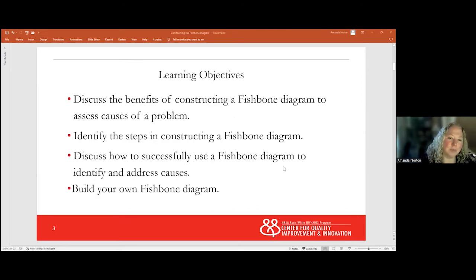So what are our learning objectives today? Our learning objectives today are to discuss the benefits of constructing the fishbone diagram, to assess the cause of a problem, to identify the steps in constructing it. So how do we actually do it? To discuss how to successfully use the fishbone diagram to identify and address causes, and to build your own. This is something that I do want you to leave with more comfort. If you're already comfortable and you can attest to the benefit, please feel free to chime in and attest.